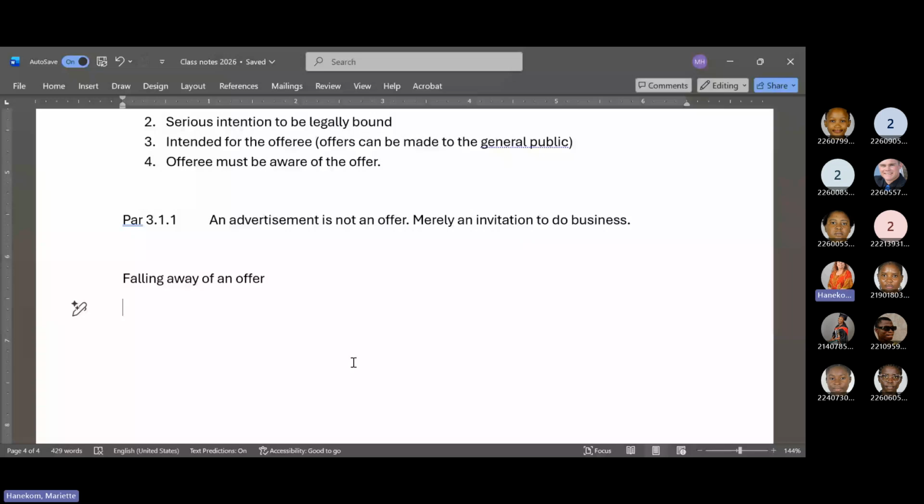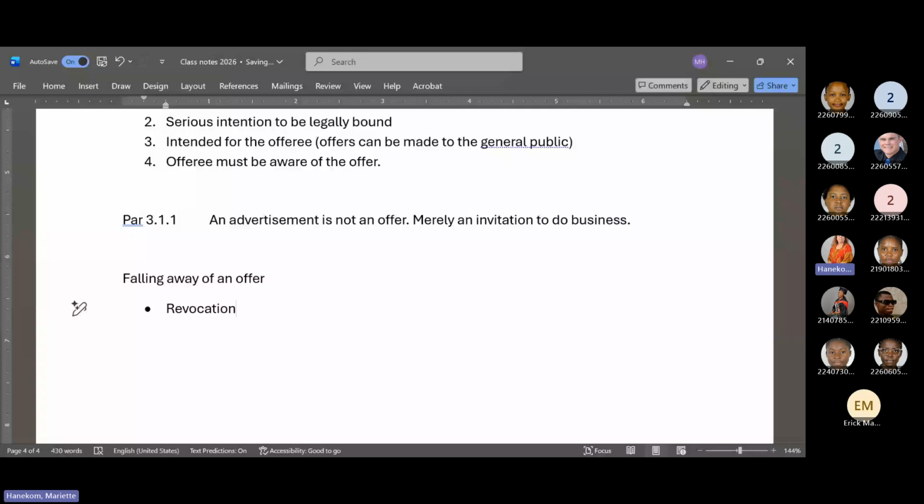How do offers fall away? There are different manners in which an offer can fall away. Revocation. I can revoke my offer, withdraw my offer. You're welcome to use the word withdrawal if you don't want to use revocation, they mean the same. At any time before an offer has been accepted, I can withdraw the offer. After it has been accepted, it can no longer be revoked.